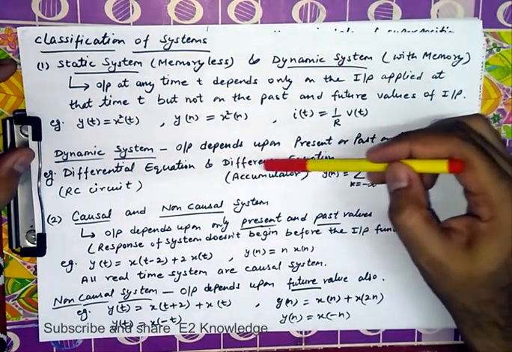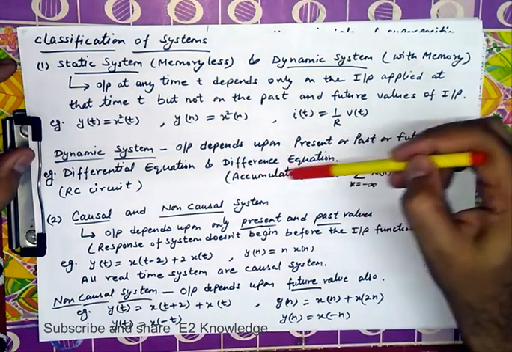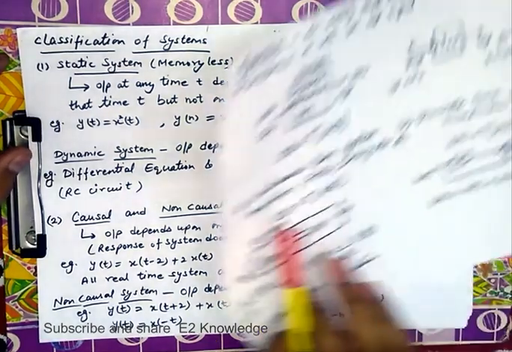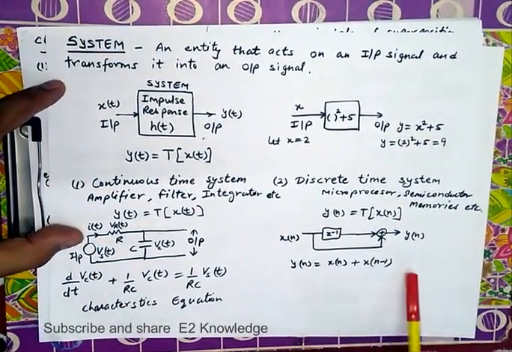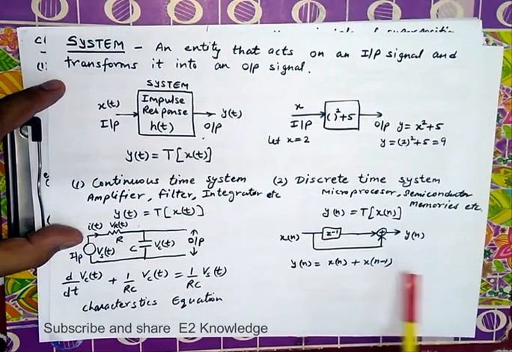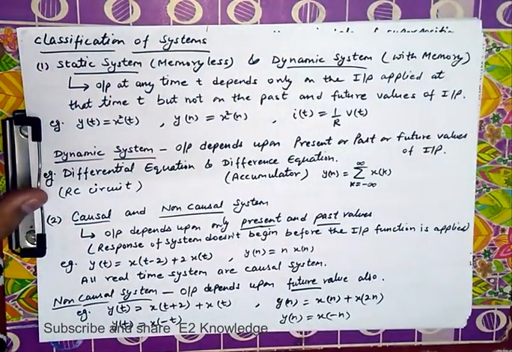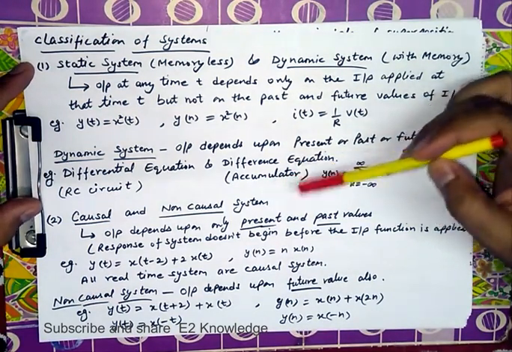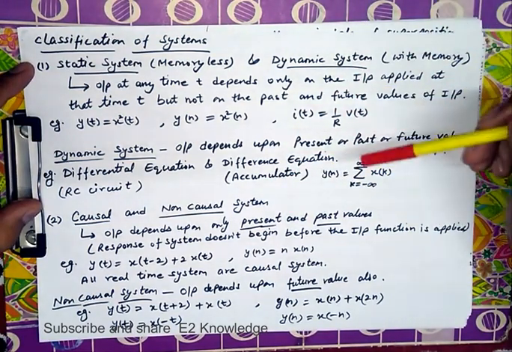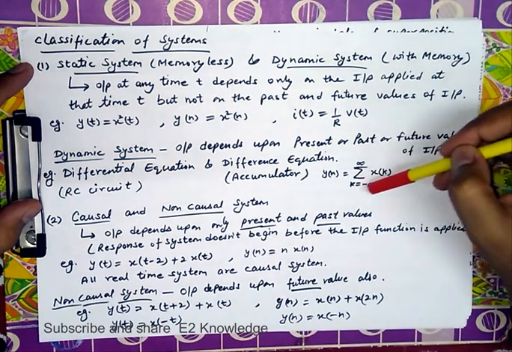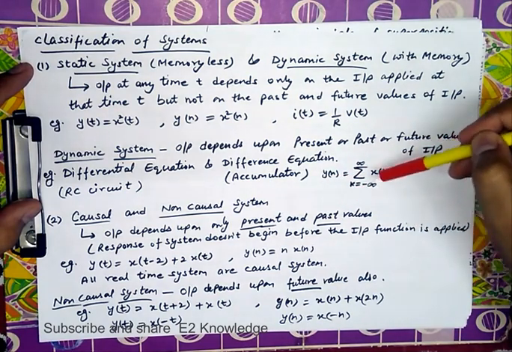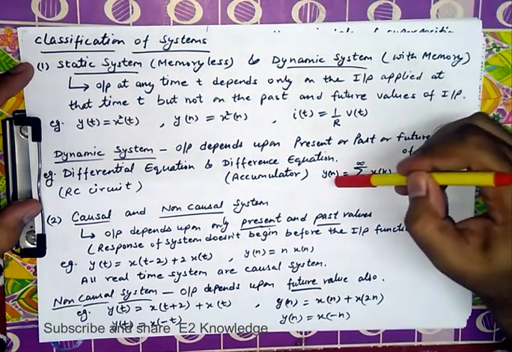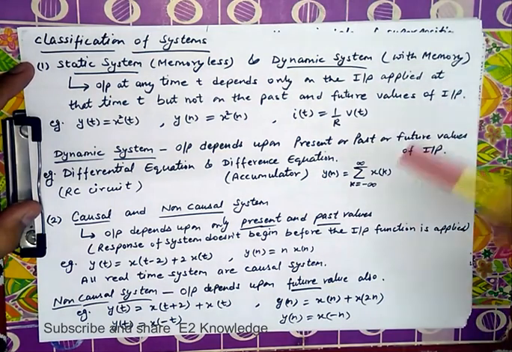For discrete time domain systems, we have already studied the difference equation. This is an example of a difference equation: x[n] + x[n-1]. A practical example is the accumulator, which adds all the previous or past values of the input, that is, y[n] = sum over k from minus infinity to infinity of x[k]. All the values are added, forming the output.